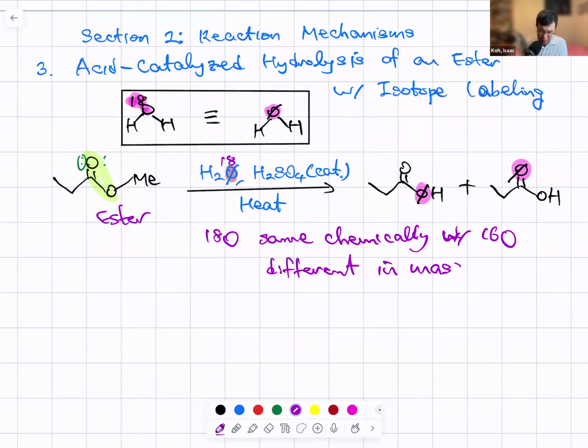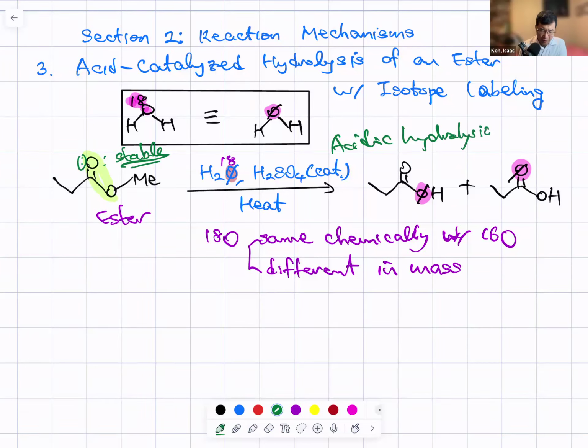Also oxygen-18 is relatively unstable. We can check it also, many different methods. Isotopic labeling is very useful to find the mechanism. All right. So then ester is stable. Remember, ester and amide are stable carbonyl compounds. In acidic condition, this is acidic hydrolysis.